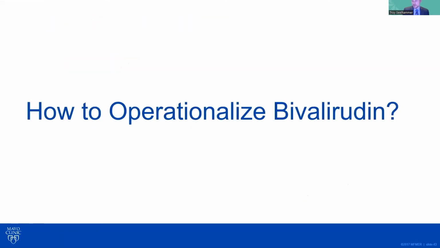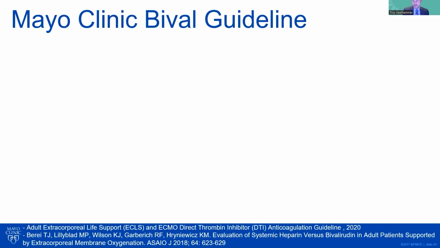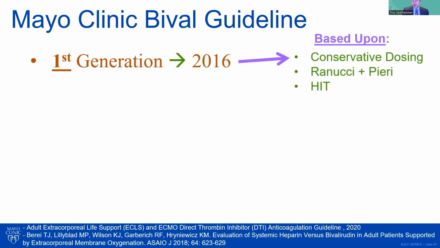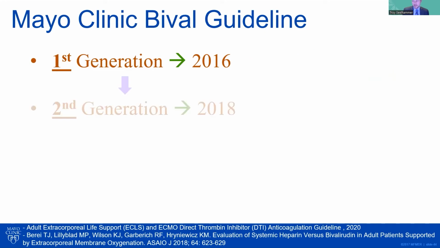And I wanted to spend some time talking about how that unfolded chronologically at our center, really how to operationalize the administration of bivalirudin in ECMO patients. Our guideline began in 2016, and it was based purely upon other people's work, particularly Ranuzzi et al. and Pieri et al., looking at a very intentionally conservative dosing strategy where we used a very modest quantity of bivalirudin, and we used multiple dose adjustments to get therapeutic. And we wanted to have it available for patients with known heparin-induced thrombocytopenia.